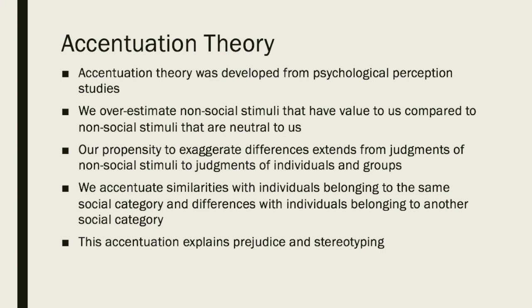Now, it is also possible to extend this logic to the exaggeration of differences between people and groups. Thus, we accentuate similarities with individuals who belong to the same group, and we accentuate differences with individuals who belong to different social groups. In this way, accentuation theory can be said to explain prejudice and stereotyping. Are you still a bit confused? Well, no worries. I'll explain these findings in a bit more detail as we go along here.